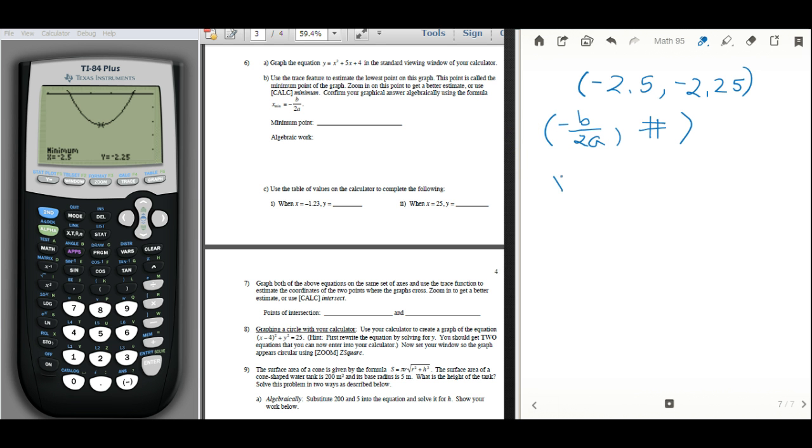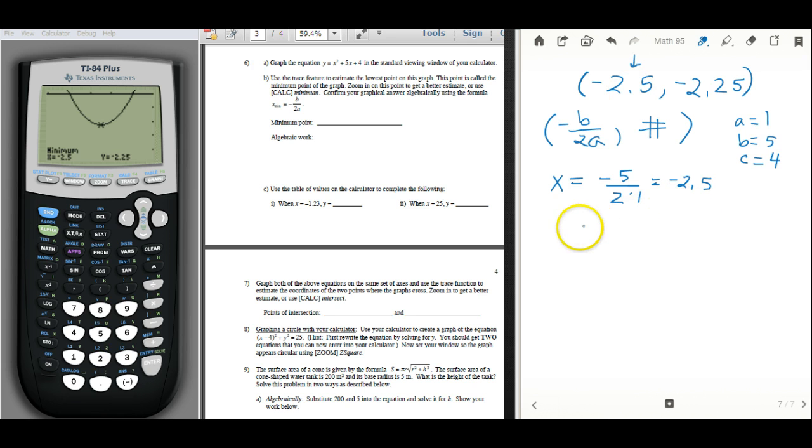But algebraically, I see that the x coordinate is going to be, let's see, a, b, and c, remember, come from the coefficients of the terms in the expression for the quadratic right here, right? So I see that a is equal to 1, and b is equal to 5, and c is equal to 4. So when I plug stuff in, I get negative 5 over 2 times 1. But this is just negative 2.5, and that's exactly what we had right here, remember?